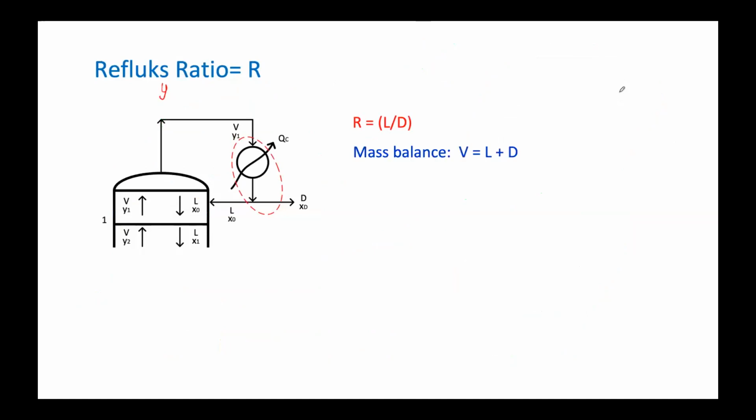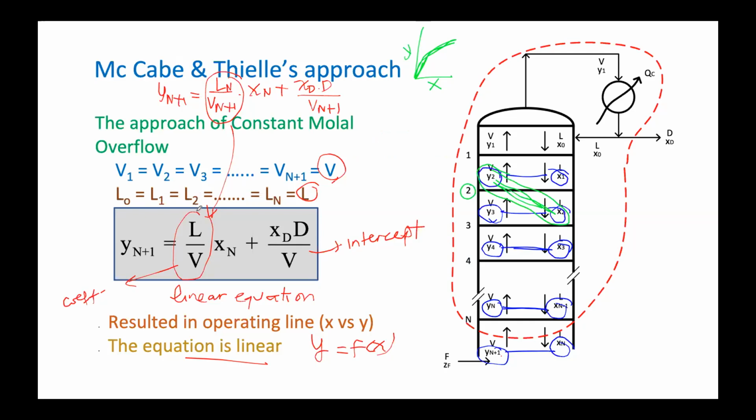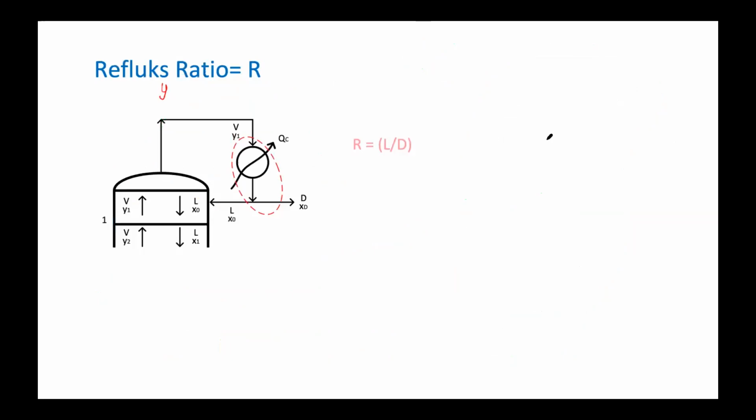Right. Okay. Now, that means we have to know the value of L and also the value of V, right? But the values of L and V are inside the fractionation column, right? And they are also always mixed together. So it is impractical to measure V or L, right? So we have to find another way to do the measurement. And for that, we introduce the reflux ratio.